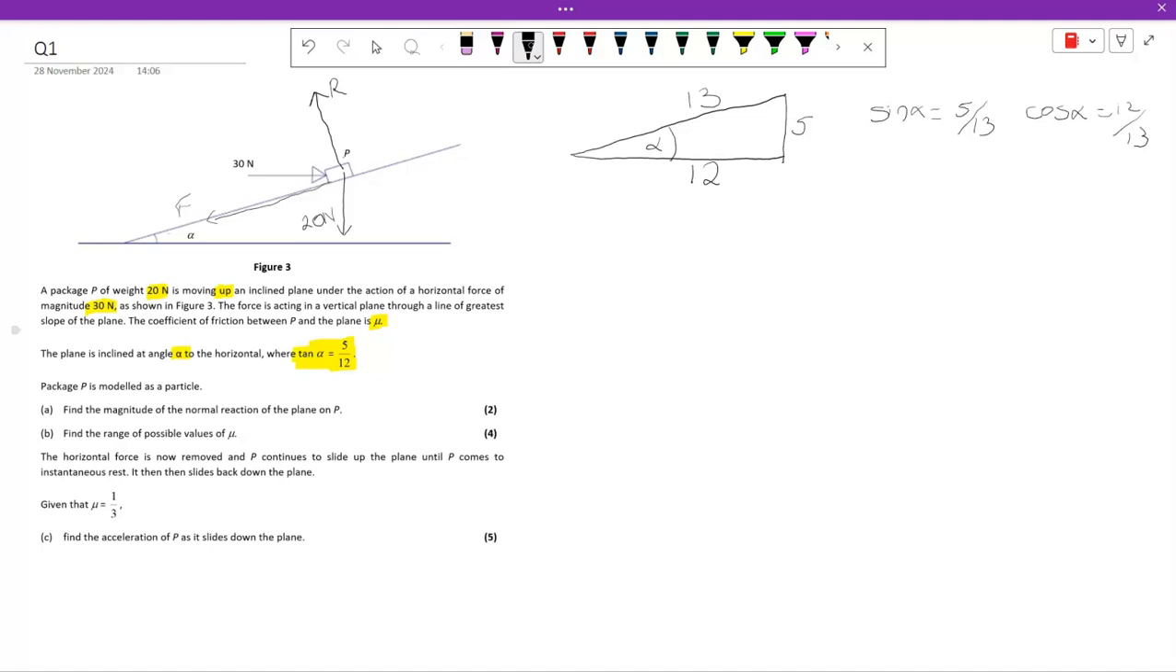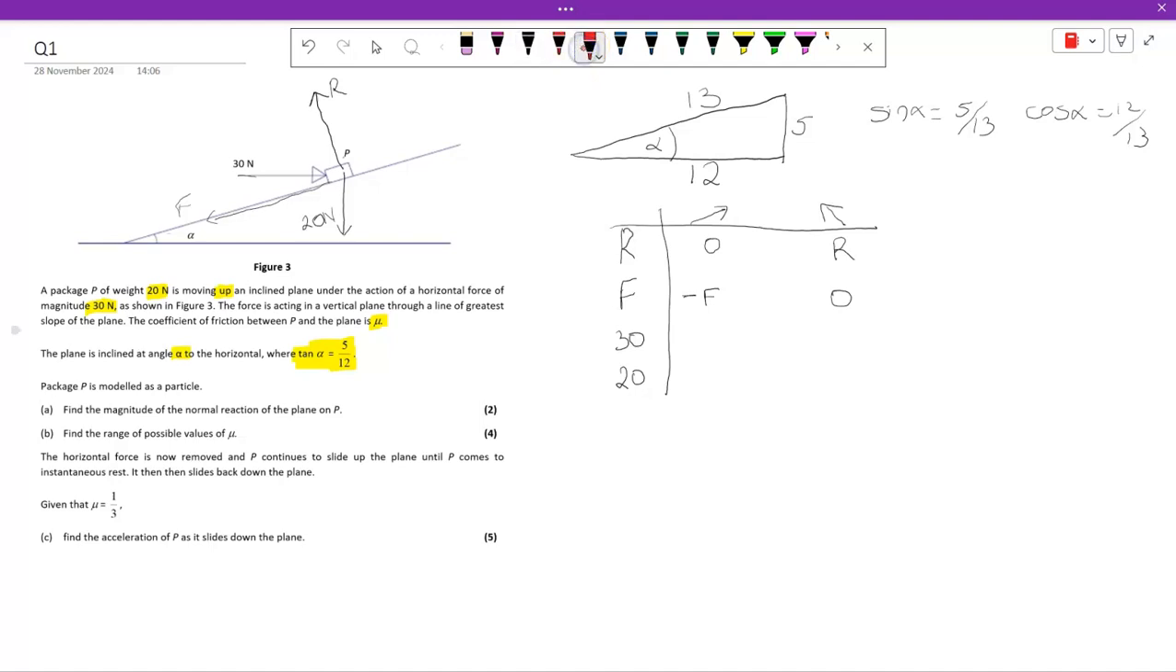Those of you who I teach know that I like to do a table for this. So I list all my forces here and then resolve them all into their respective components. Because it's on a slope, we're going to do things in parallel and perpendicular components. R doesn't have anything parallel, R only has a perpendicular component. F is going down the slope, so this is going to be minus F, and it doesn't have a perpendicular component.